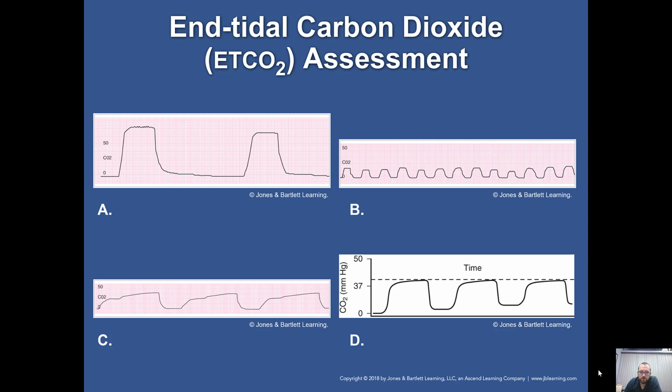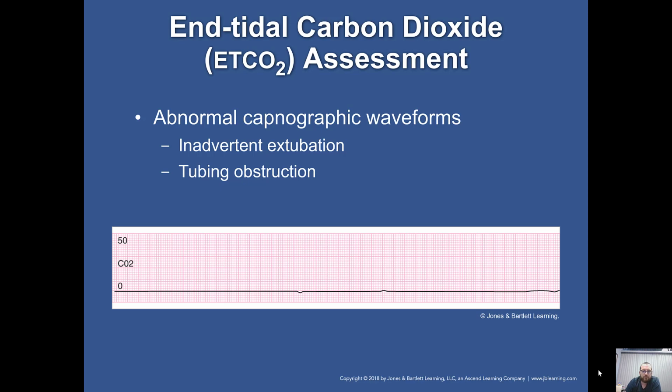In D, that would be somebody that's potentially rebreathing, where you'd see the base of that continuing to stay elevated. It's rising up. It means they're rebreathing. It means the CO2 is staying in their system. If you see that, that's not good, right?